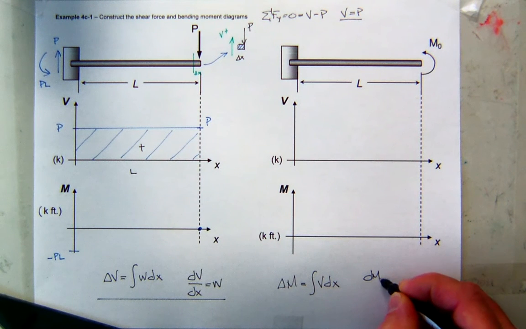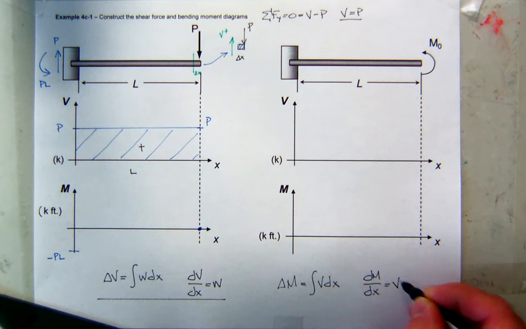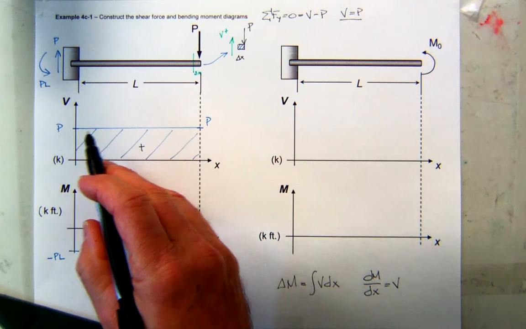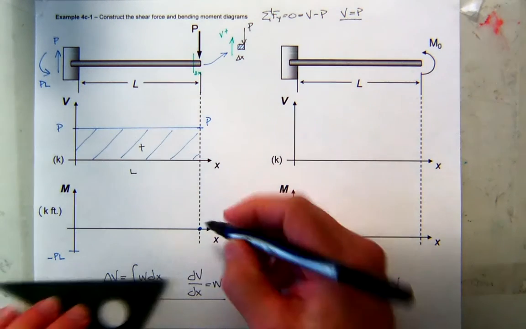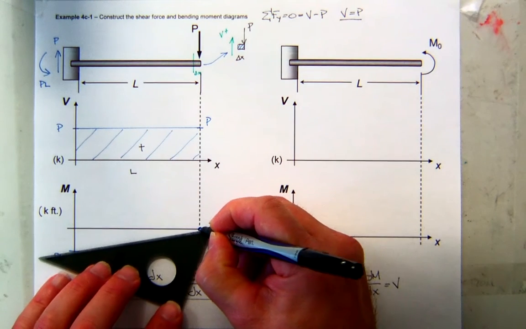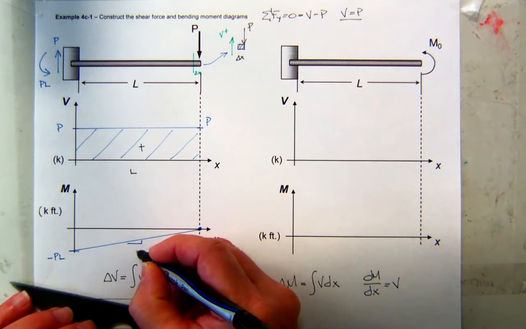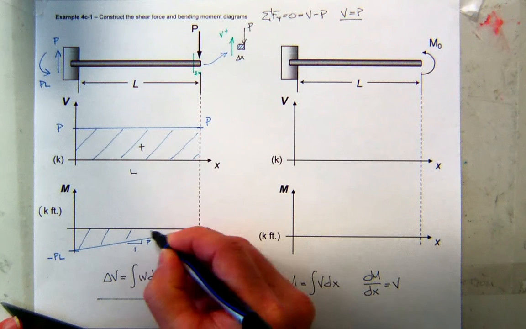And the change in the slope of the moment diagram is equal to the shear. And what's the value of the shear everywhere? It's P, and it's positive. So that means my curve everywhere should be positive slope, constant. In fact, it would be 1 to p. And there's my moment diagram.